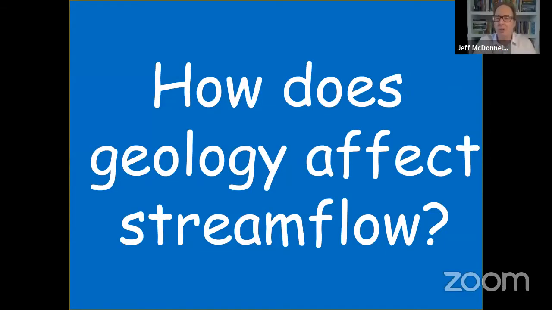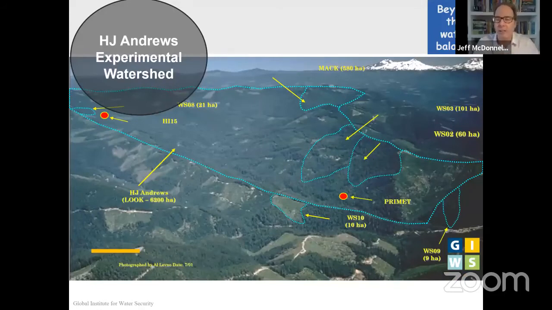Now, what controls this? Well, it turns out geology has a big effect. And we're going to ask this question: how does geology affect stream flow? And let's go back to this site in Oregon. This is a long-term research site with many nested watersheds. And we're going to sample all of these for isotopes and not only ask how old the water is, but how the age of that water scales across the landscape. And you can see some catchments are very small, maybe 10 hectares or so, and the big one containing it all is larger at about 60 square kilometers.